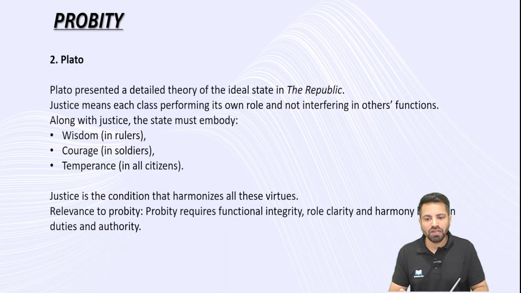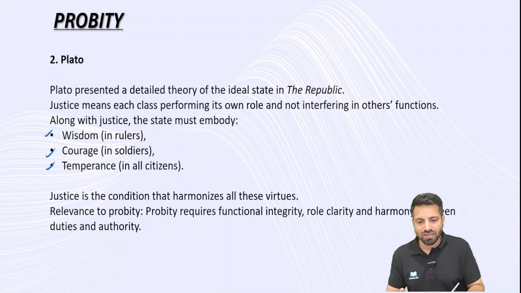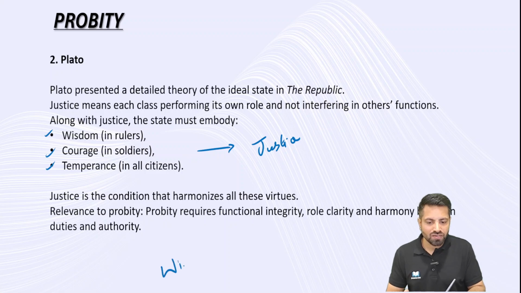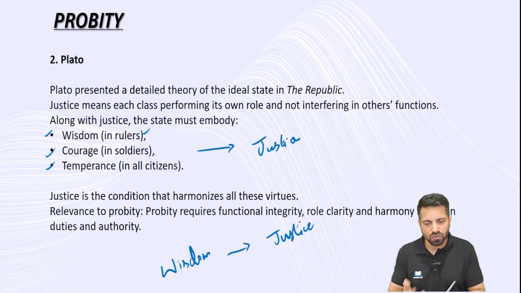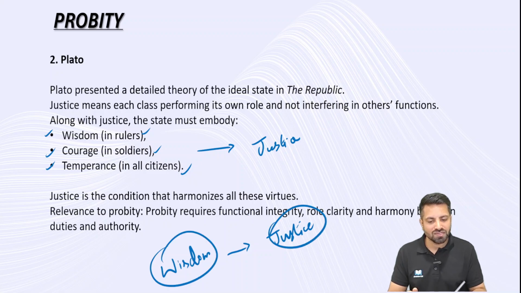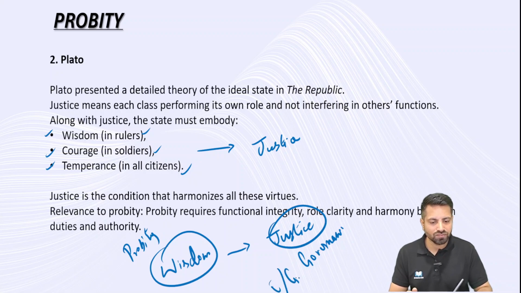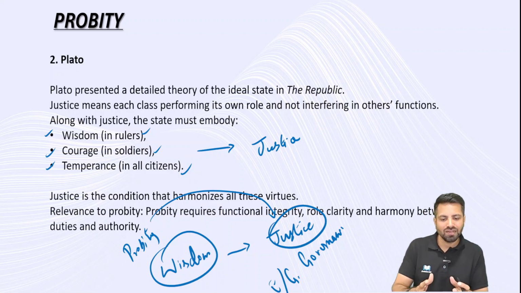And next, Plato talks about four important virtues. One is wisdom, the second is courage, the third is temperance, and the fourth virtue is justice. So wisdom to justice, this is the path. See, the ruler should have that wisdom, what is right and what is wrong, the soldier should have that courage, and the citizen should have temperance. So it starts from wisdom and it ends in justice. And this wisdom is nothing but probity. This justice is nothing but governance, good governance or ethical governance. So ultimately, probity leads to good governance. Even though this stand is not stated directly, this is what he implied. Plato talked about it. Probity leads to ethical governance.